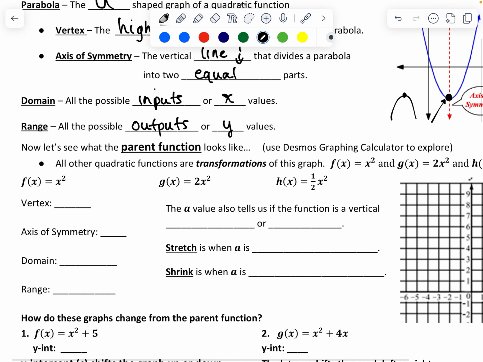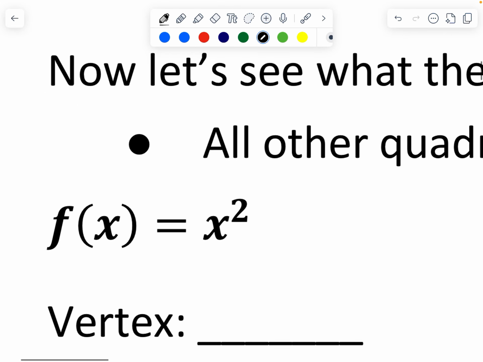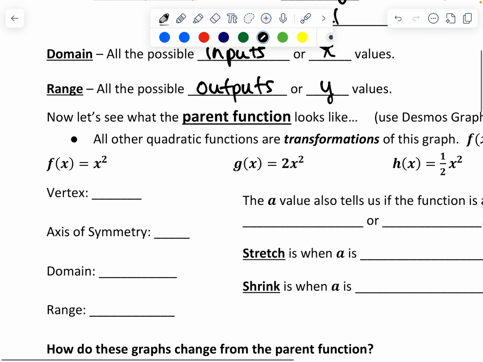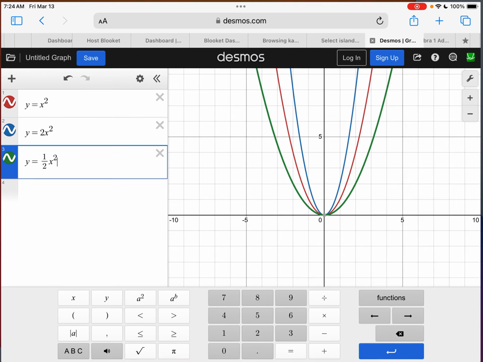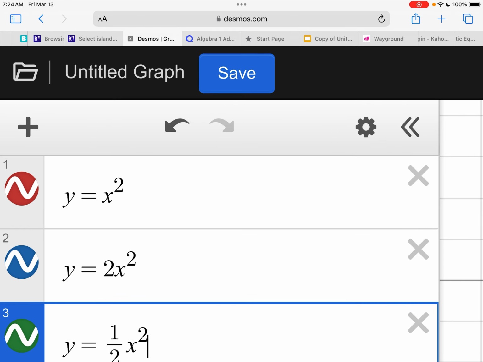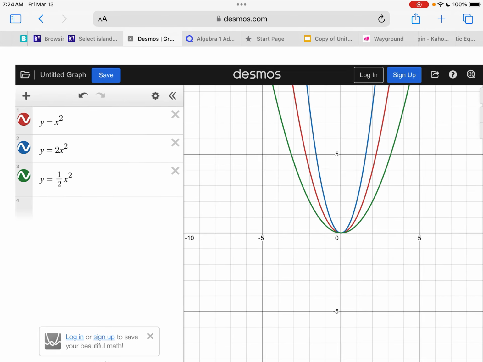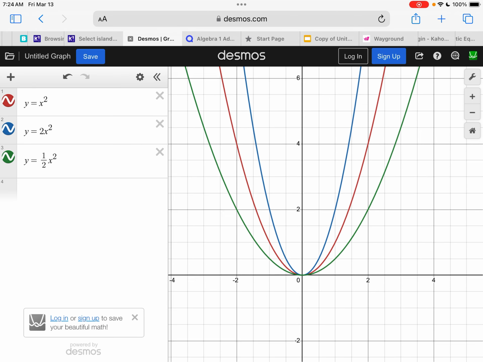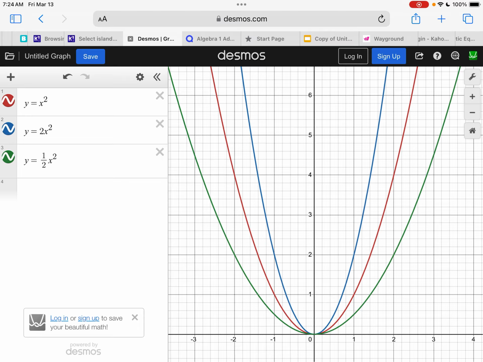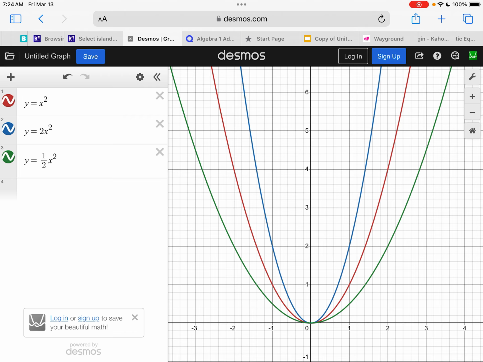Now we're going to see what the parent function looks like. I'm going to open up my Desmos graphing calculator. You guys can explore it as well. I'm going to put in the function f of x equals x squared. So I'm going to switch over here to my graphing calculator. And if you can see, I put in y equals x squared because y is the same as f of x, and the Desmos calculator prefers y. So if I look at my red graph right here, the red parabola, that is the parent function. That's the function that every parabola starts with because it's just x squared.